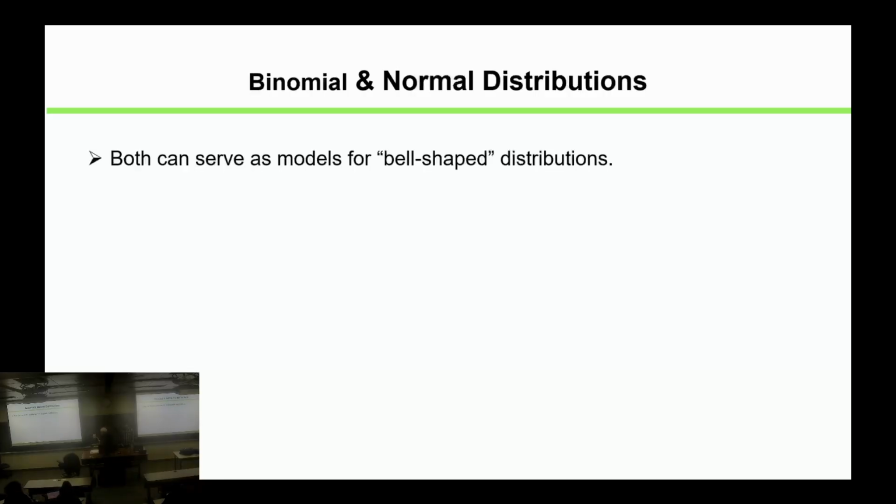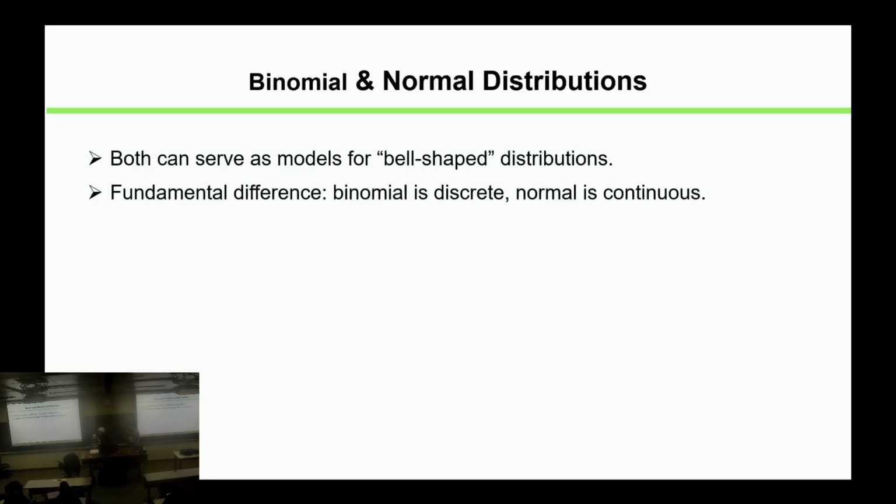So let's just review a couple of things about the binomial and normal distributions. What we've already learned is that both of them can serve as models for so-called bell-shaped distributions. Normal, yes, we're very used to that one, but we saw that the binomial under certain general conditions is pretty bell-shaped too. With a fundamental difference between the two being that a binomial is discrete, a normal is a continuous distribution. Discrete random variable and continuous random variable for binomial and normal, respectively.